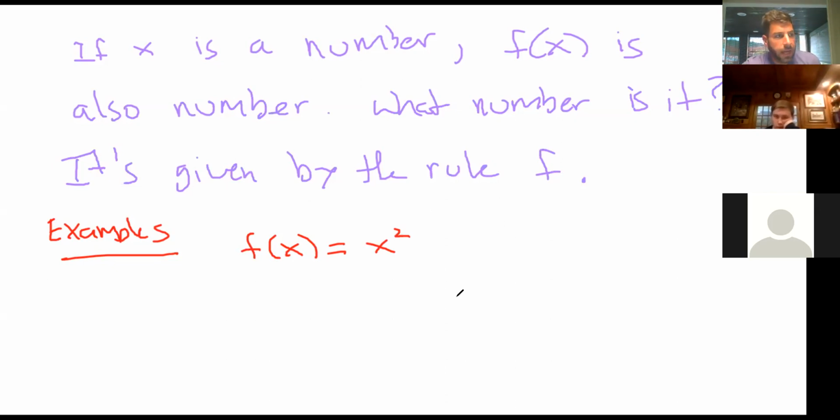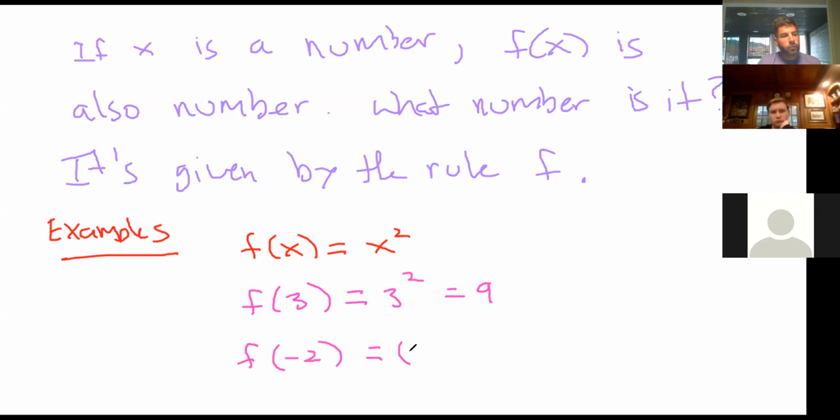So if I have this particular creature, then what happens if I do something like f of 3? Well, f of 3, what does this mean? This means I take 3 and I square it. And of course, we should all know that that's 9. If I take f of -2, I have to take -2 and square it. And when I do that, I get +4.